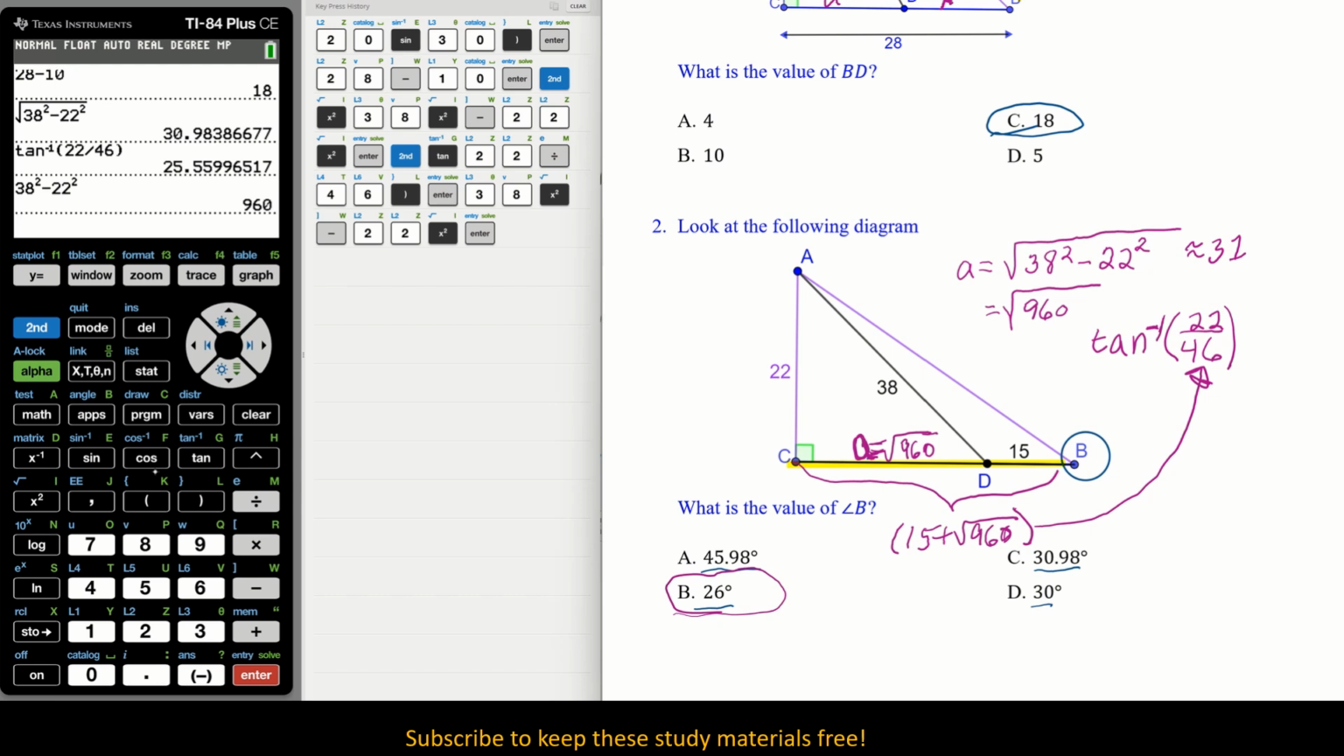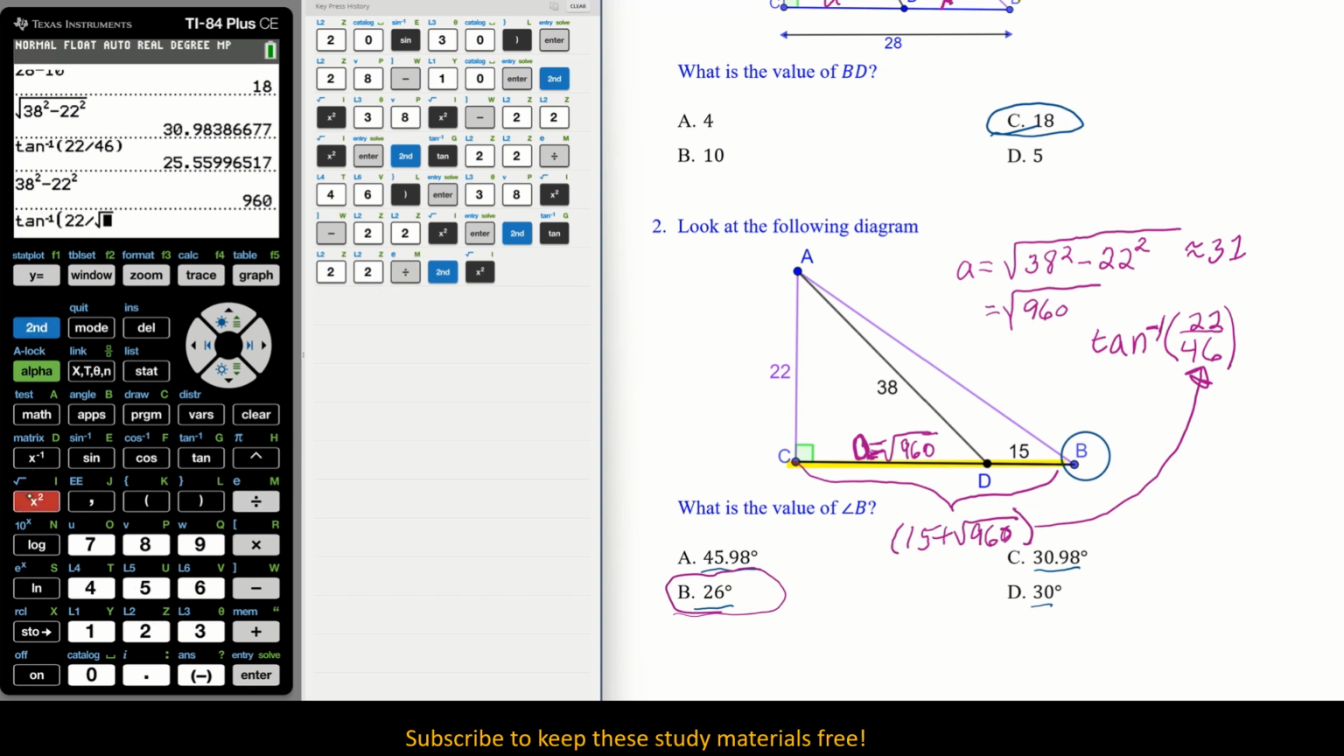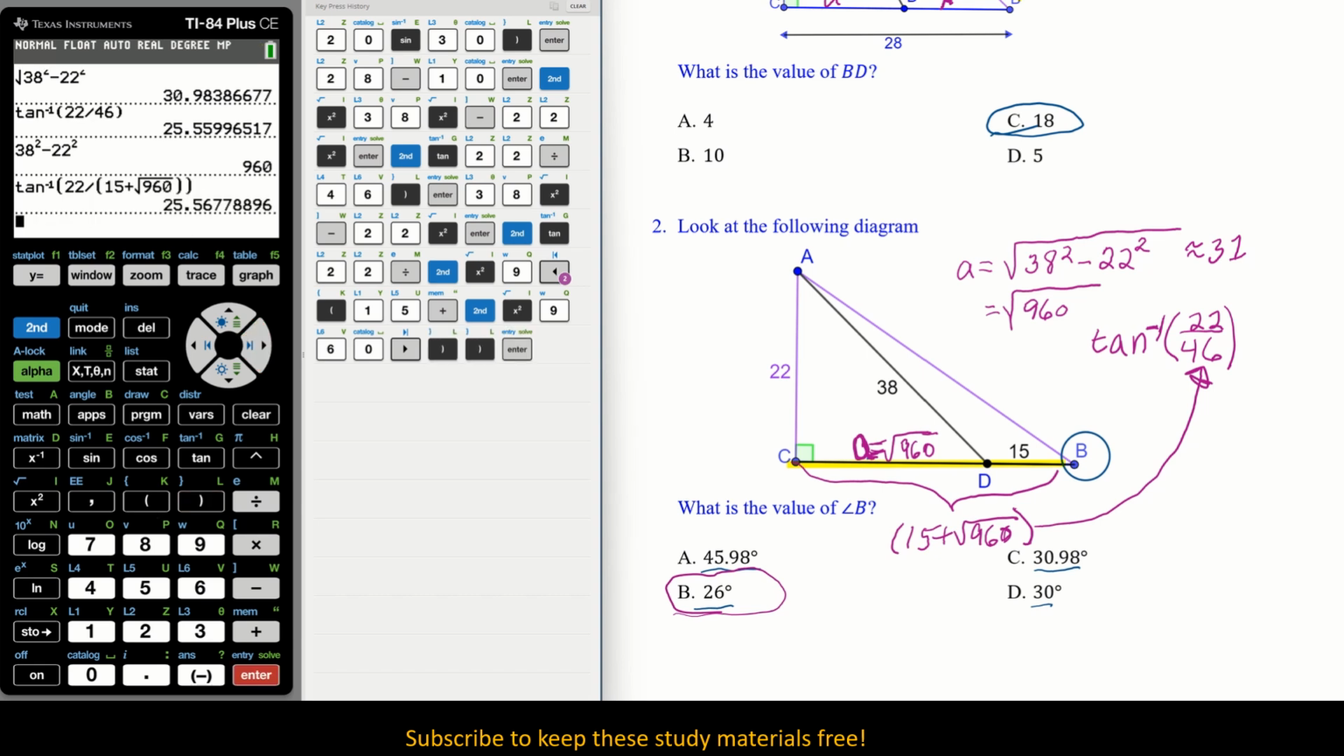All right, I'm going to say second tangent, that gives me my inverse, 22, and then divide by second radical, see where I grabbed it, okay? And then I will have 900, I'm doing this wrong. I need 15 plus. So I need the parentheses, so I need double parentheses, okay? 15 plus. Now I have second radical 960 arrow over, and I will need two parentheses to close that out and push enter.